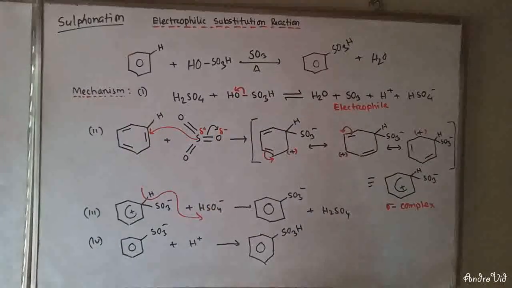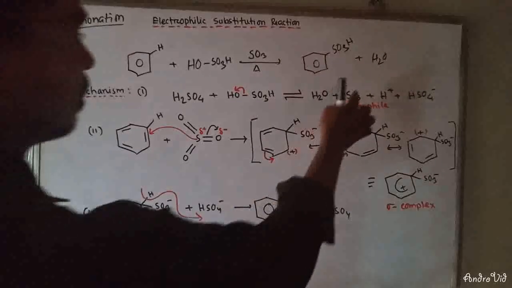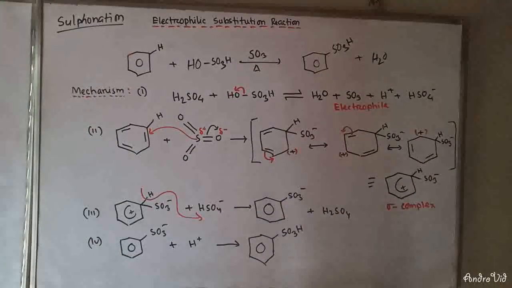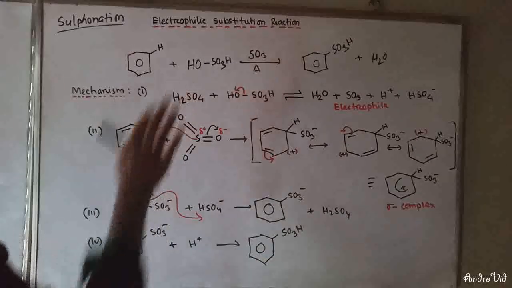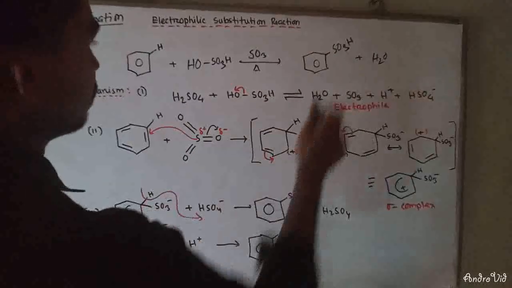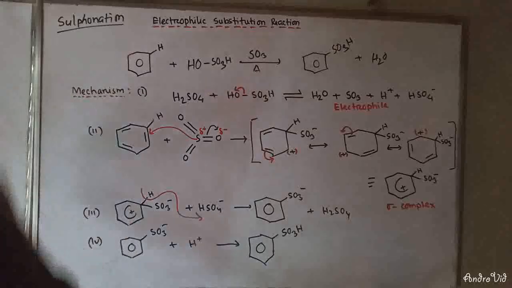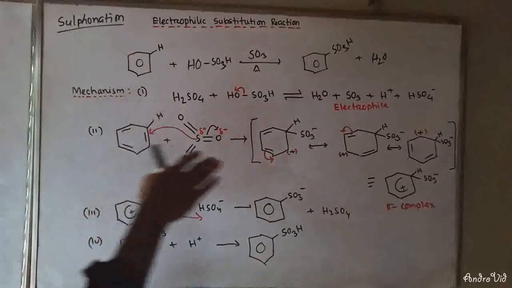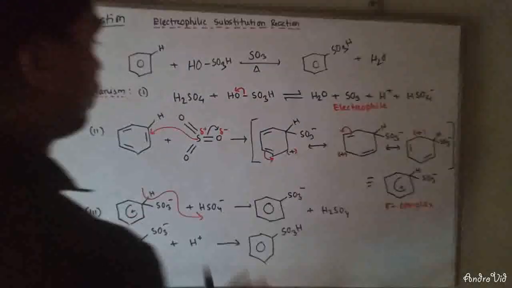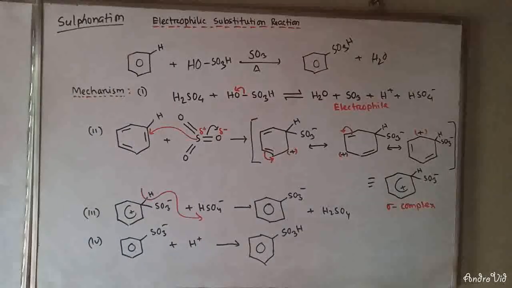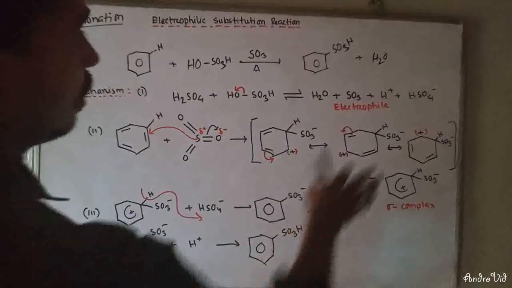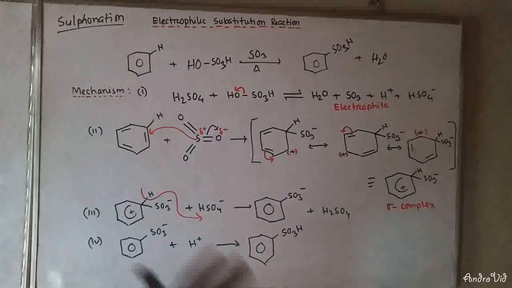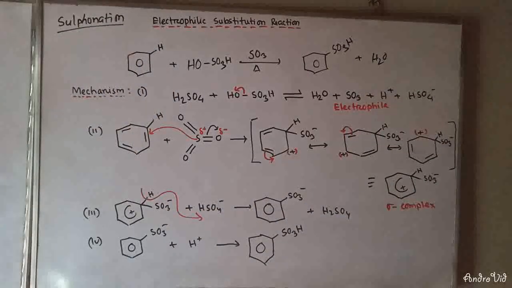Then sulfur trioxide will be released as a neutral sulfur trioxide molecule, and from here a proton must be eliminated from sulfuric acid, and this is this proton. When a proton is eliminated from sulfuric acid, a bisulfate ion is produced. So during the formation of the electrophile sulfur trioxide, a water molecule, a proton, and a bisulfate ion are produced as well.